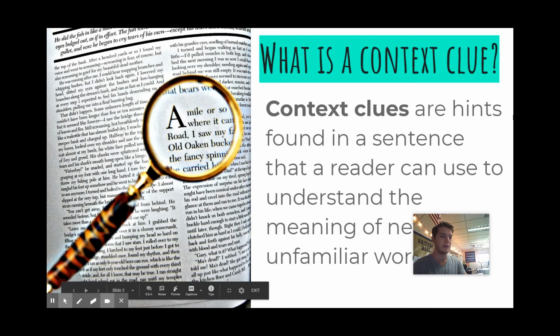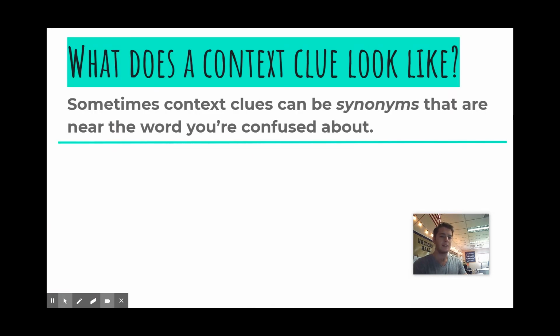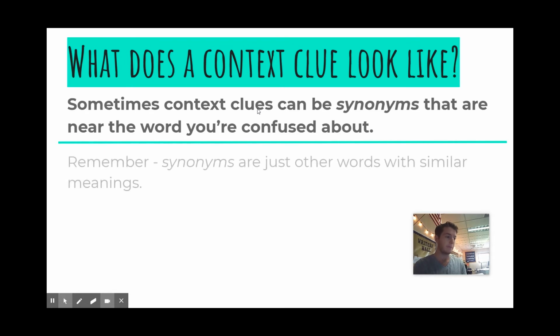So we just read that definition. So context clues, again, are just looking through the text and seeing if you can find clues as to what the word means. There's a few different ways to do this. The first way that I wanted to show you guys is by looking for synonyms near that word that we're wondering about. So context clues can be synonyms that are near the word you're confused about. And again, synonyms are just other words with similar meanings.